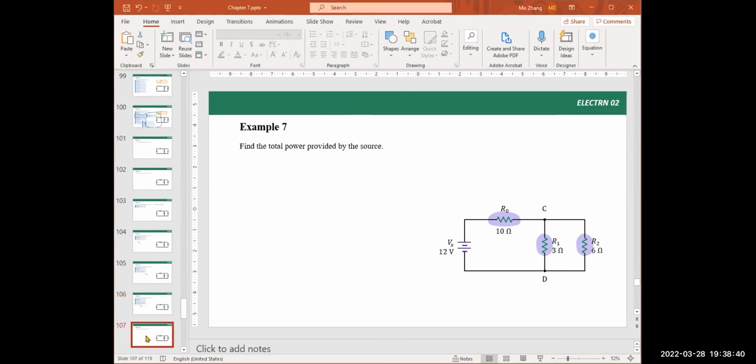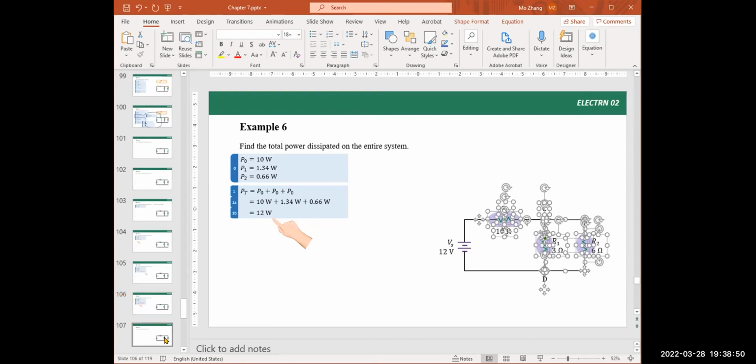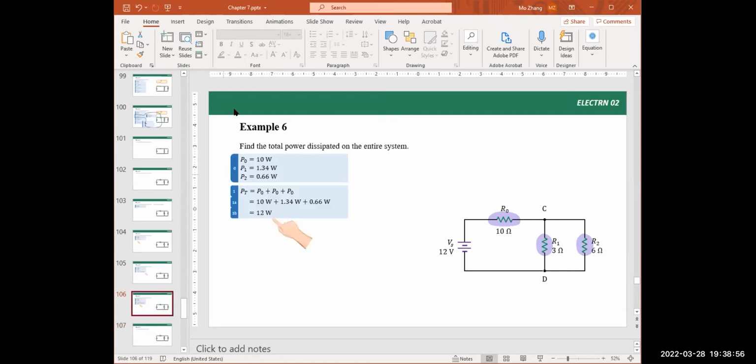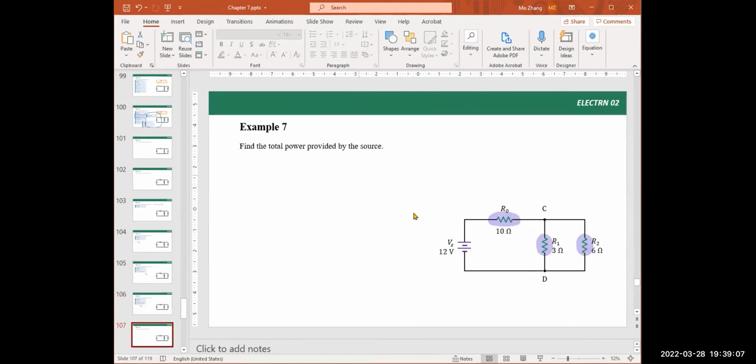Okay, so example 6, we determined, right? We figured out the total power dissipated on the entire system. The next question is similar. What's the total power provided by the source? This one is how much power is put on the system, dissipated on the system, delivered to the system. The other one is how much power is provided by the source.